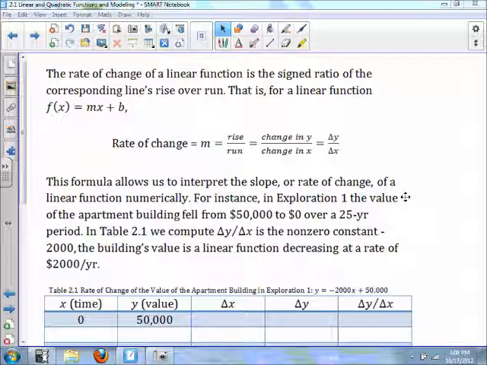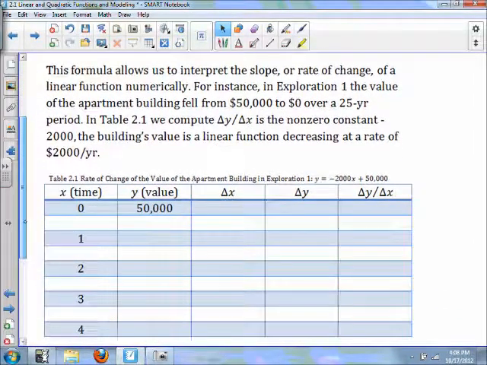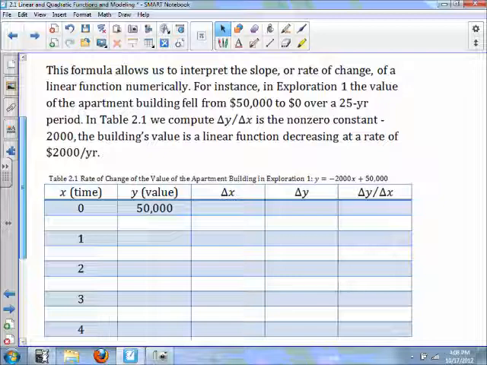Now the rate of change of a linear function is the signed ratio of the corresponding line's rise over run. That is, for a linear function y equals mx plus b, the rate of change is m, or rise over run, or the change in y over the change in x, which is delta y over delta x. Now you'll see a lot of those deltas once you move on to calculus. Now this formula allows us to interpret the slope or rate of change of a linear function numerically. For instance, in exploration 1, the value of the apartment building fell from $50,000 to $0 over a 25-year period. In table 2.1, we compute change in y over change in x. It's a non-zero constant, 2,000. The building's value is a linear function decreasing at a rate of $2,000 per year.